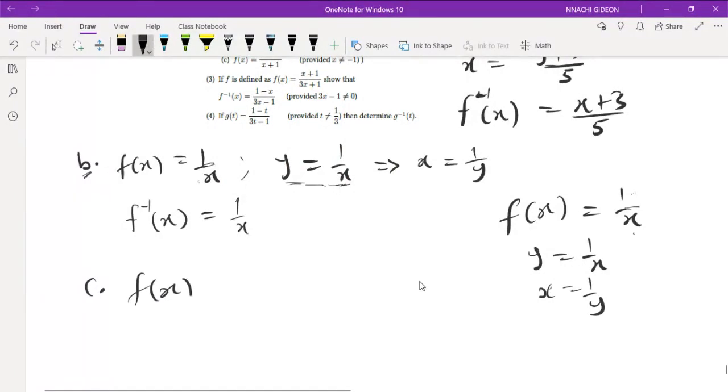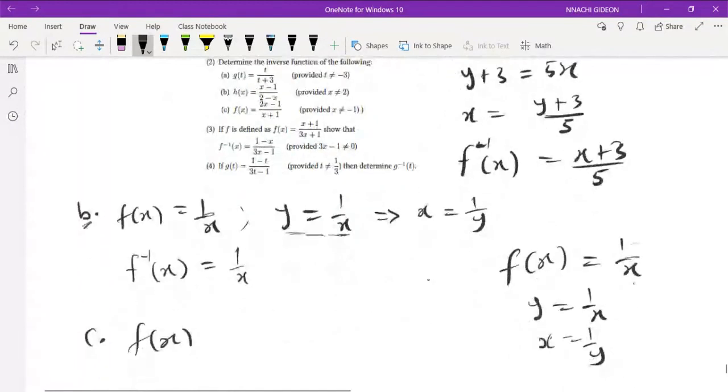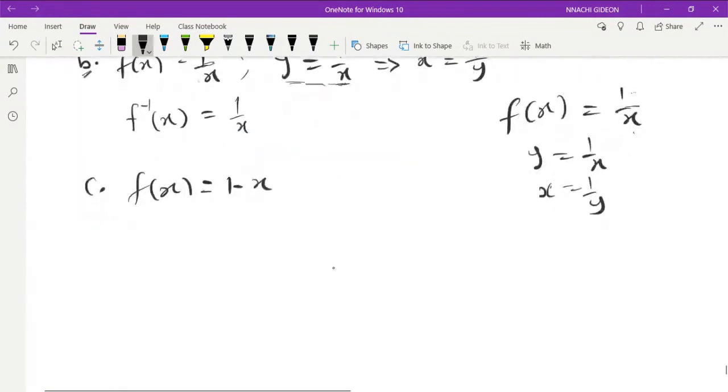is f of x equal to 1 minus x. So you have y equal to 1 minus x, therefore x equal to 1 minus y. Agree? Another unique one, so the inverse of f of x is the same thing. So can we bring maybe domains to prove these two, B and C?